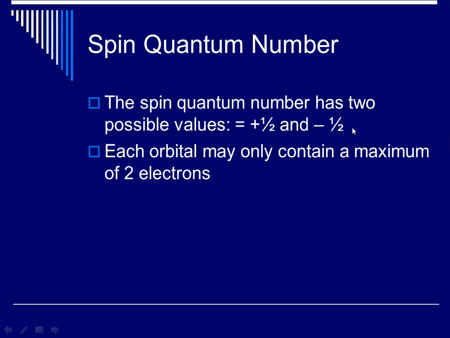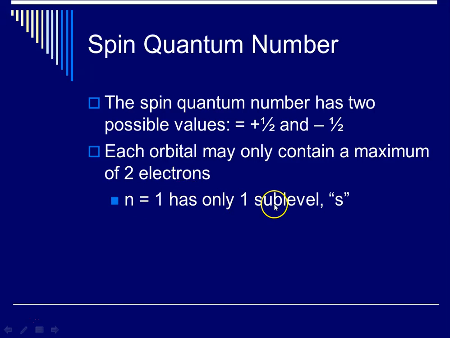Another way of thinking of them is saying that they are spin paired, or spin coupled. So if you're thinking about it, if electrons are going to hang out in the same orbital, they have to have a way of coexisting. And again, the spin quantum number tells you that.